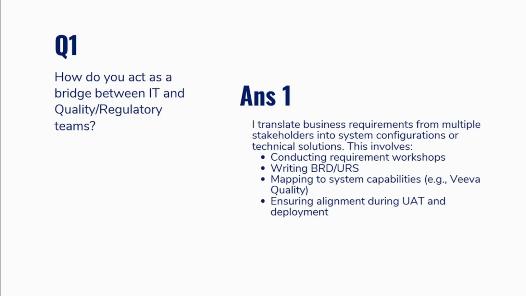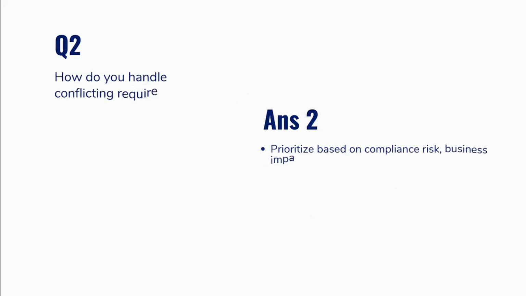How do you act as a bridge between IT and different stakeholder teams? The answer would be, I translate business requirements from multiple stakeholders into system configuration or technical solutions. This involves multiple workshops, writing URS, mapping to system capabilities, ensuring alignment during UAT, and supporting the validation team members. So these are the activities you have to perform as a BA.